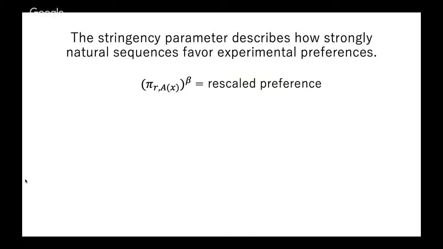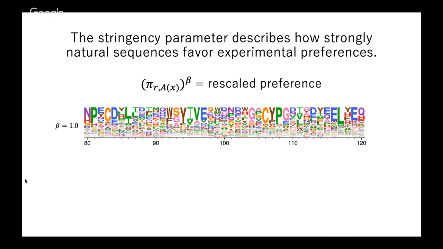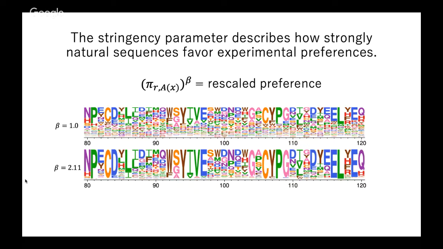So as I said before, beta, or the stringency parameter, rescales the preferences. And so when beta is equal to 1, the preferences in our model are exactly equal to the empirical measurements from the lab. However, when beta is fit to be greater than 1, you see this kind of exaggeration of effects where the large amino acids get larger and the small amino acids get smaller. And so we would interpret this, when beta is fit to be greater than 1, to say that selection in nature favors the same amino acids as selection in the lab, just with a higher stringency. And this is because beta does not change the rank order of the amino acids.